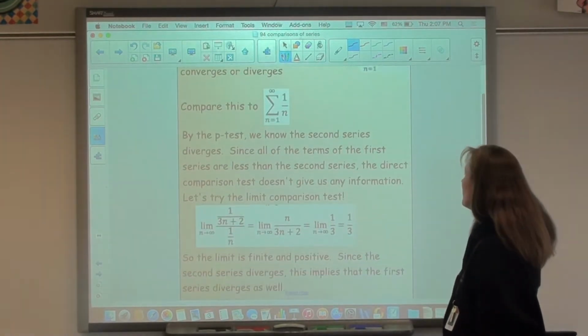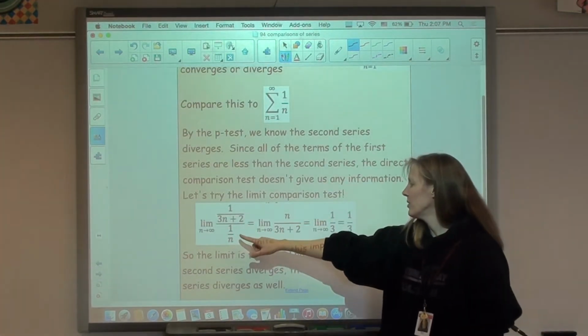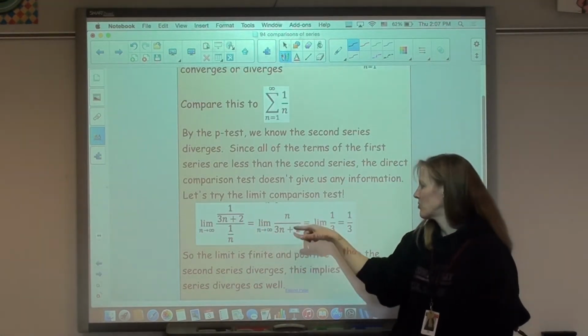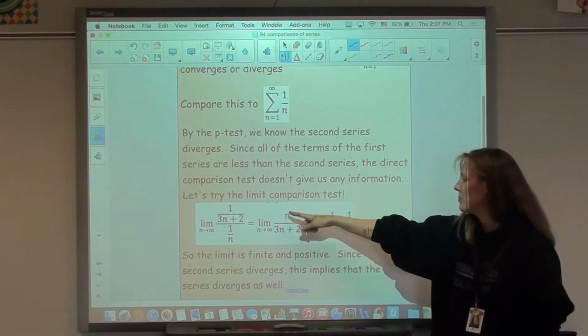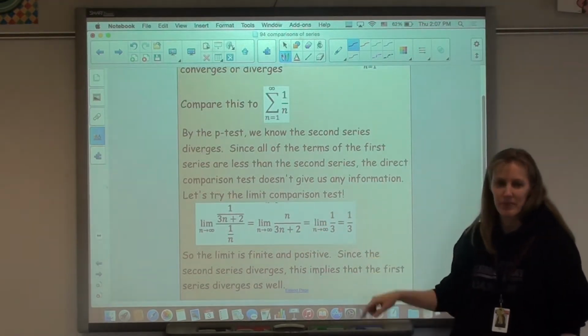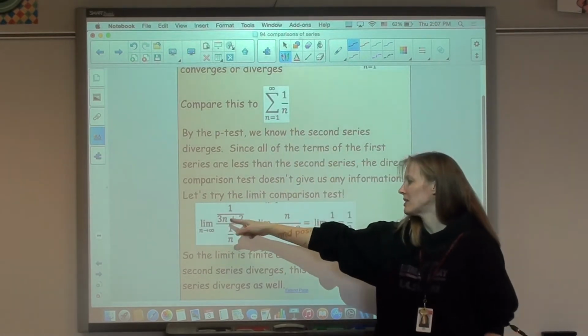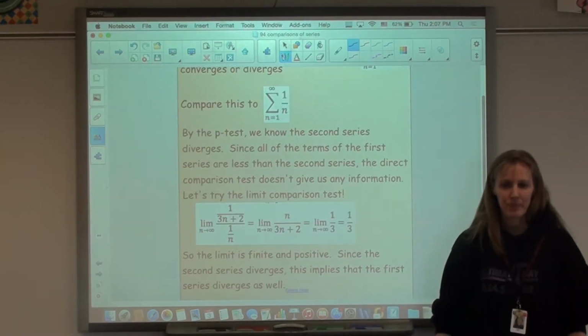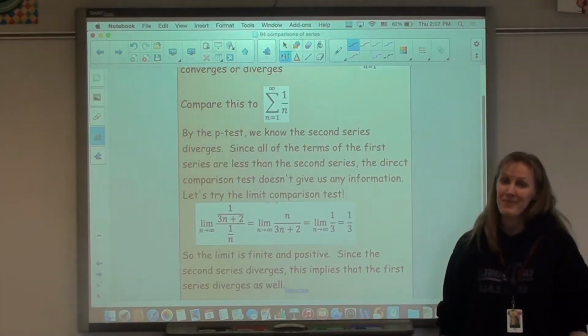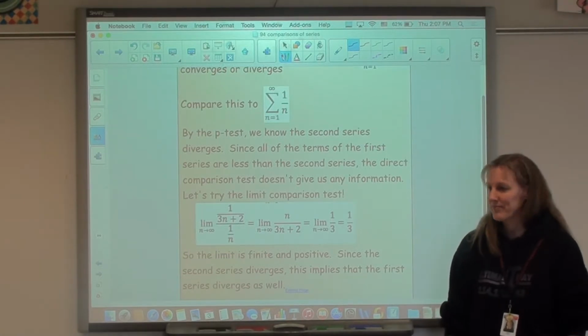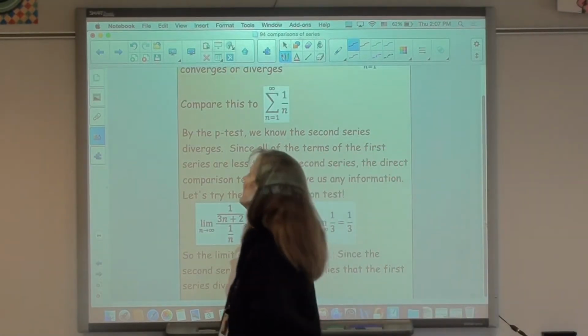So it doesn't matter. If you do the limit of 1 over the other, you're just dividing, right? Keep, change, flip. So we've cleaned it up. This limit is 1/3, right? Since the limit exists and since this one diverges, that means that guy diverges too. So what do we do if it doesn't exist? Then the test is inconclusive. Okay. That's when you check calculus.